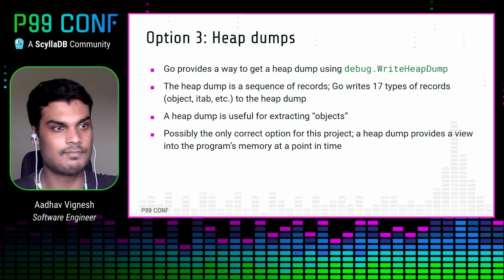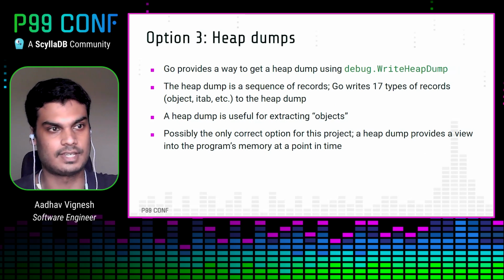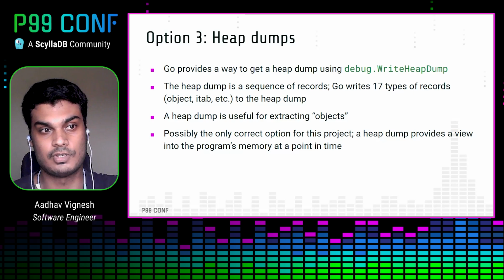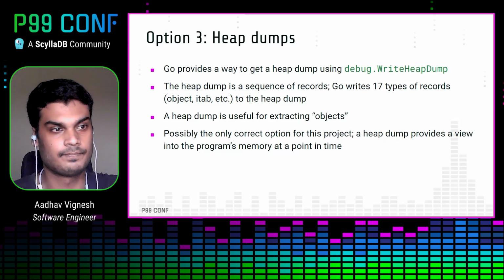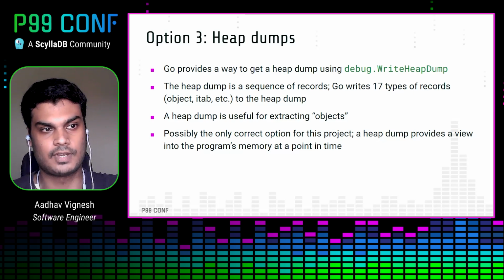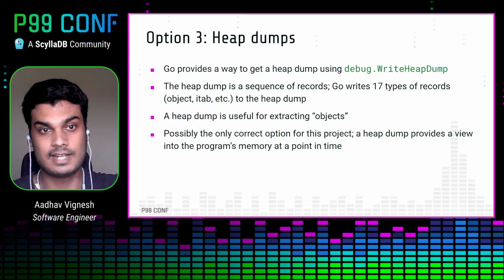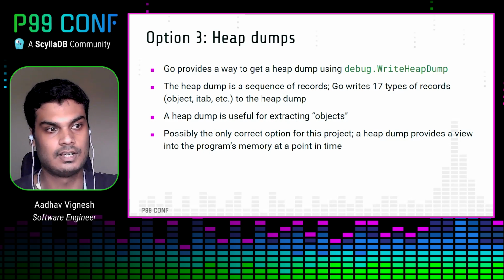So I moved on to the third option, which is similar to the second, but in this option, I tried to get a heap dump using the debug.WriteHeapDump function. A heap dump essentially is a sequence of records, and Go writes 17 types of records to the heap dump, including objects, interfaces, which is itabs, and a few other things. And a heap dump is a natural candidate for extracting information about objects as it has information about those, and it could be useful for building the object graph representation.